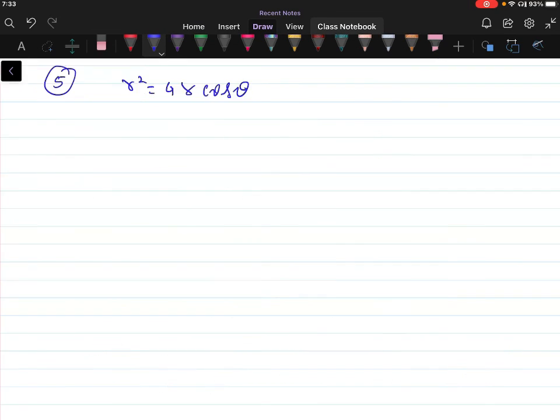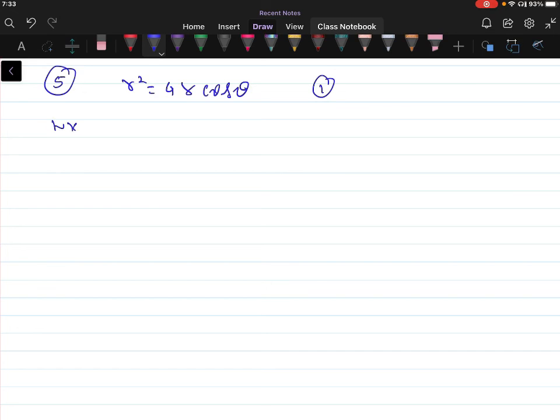Let us consider the next problem. Let r square is equal to 4 r cos theta, a polar curve. So you have to find the Cartesian curve and you have to identify the graph of the Cartesian curve. So let us take this as equation 1.